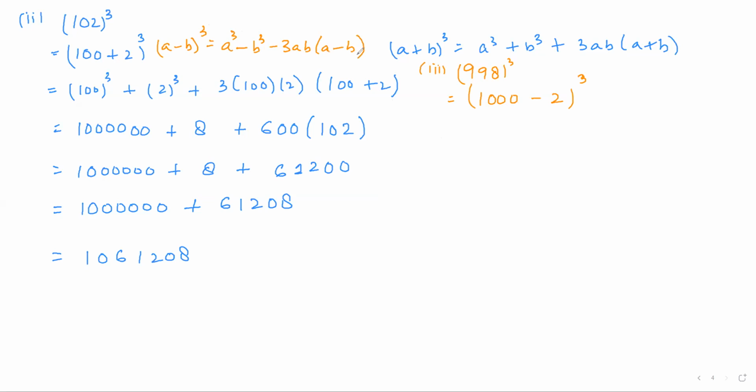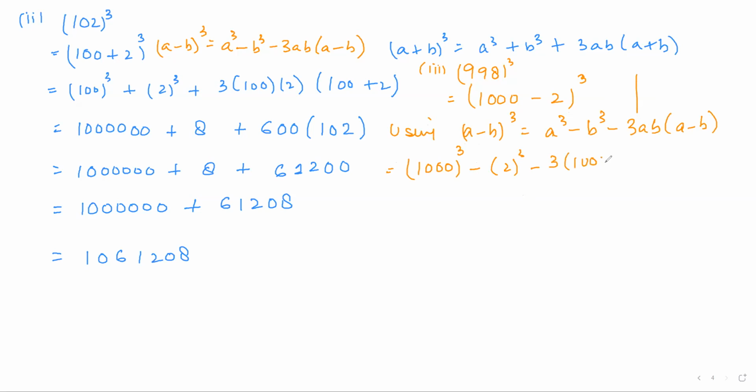See, you have to write the identity, okay? Write it in bracket or like on the side you can write, or here also you can write that using this a minus b whole cube is equal to a cube minus b cube minus 3ab into a minus b. Okay. So this becomes a cube, that means 1000 whole cube minus b cube minus 3ab, 3 into 1000 into 2 into a minus b. So 1000 minus 2. Okay.